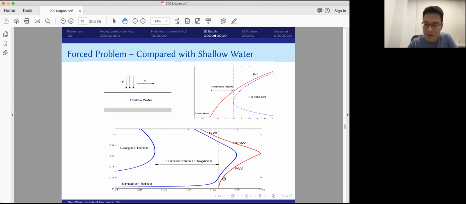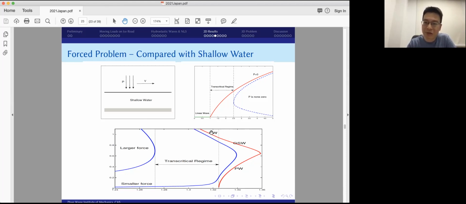So now you have a bifurcation, which is a subcritical bifurcation, but there's also something in the supercritical part. And if you apply forcing to the system and try to find a steady solution with forcing, you will find something weird. If the forcing is small, you don't have a transcritical regime. All the solutions can reach the bifurcation point. This is the bifurcation point. You don't have a transcritical regime. But if you add larger forcing to the system, you will have a transcritical regime.